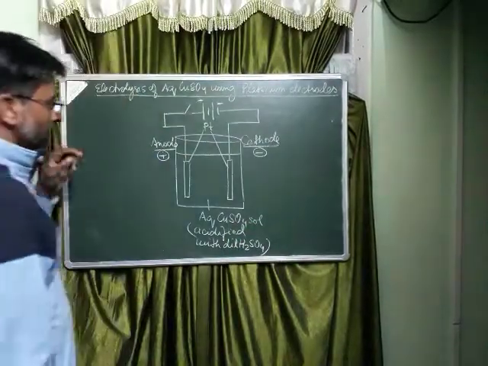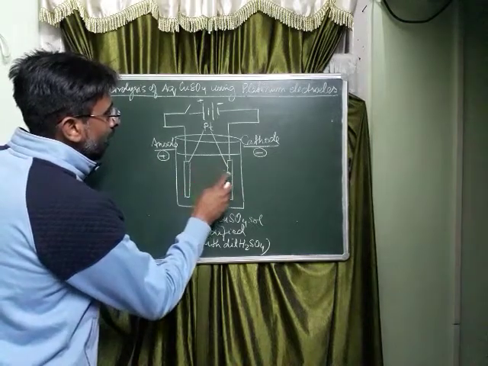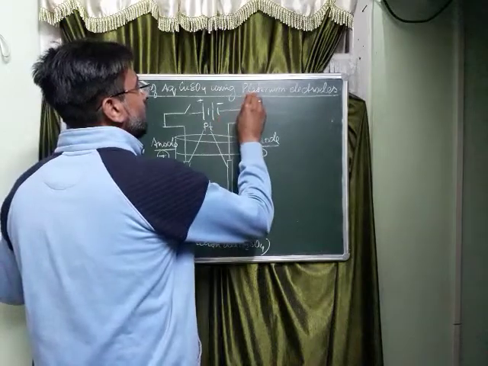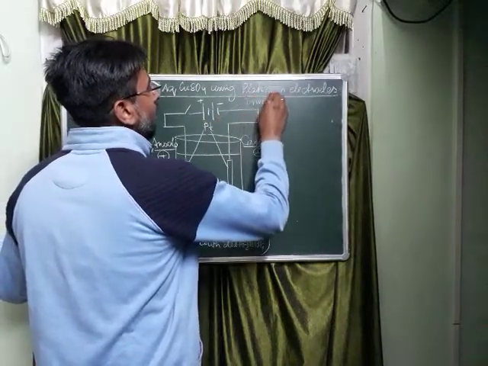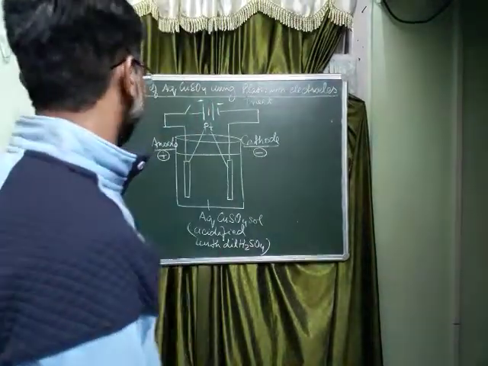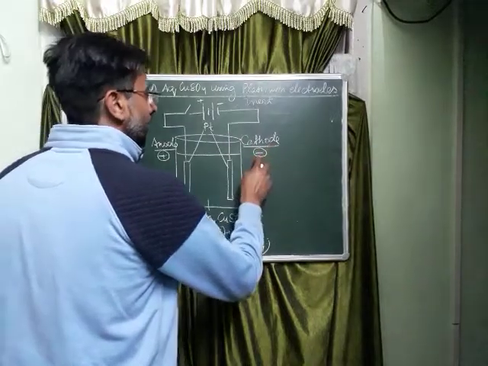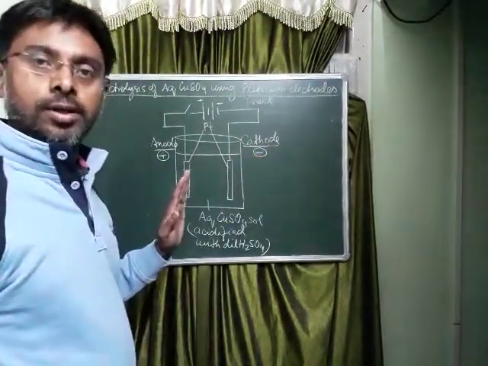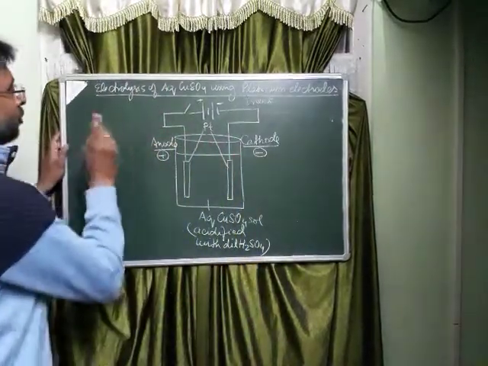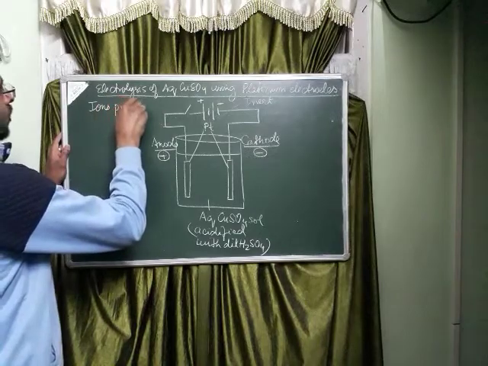Then, the anode and the cathode are made of platinum. And platinum is an inert electrode. Remember that. The anode carries positive charge, the cathode carries negative charge. Clear till here? Now, let us see what are the ions present.